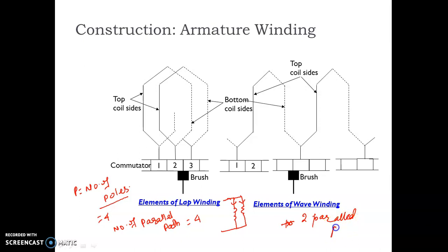Parallel paths. Whatever the number of poles may be, the number of parallel paths in wave winding will be only 2. You can remember it: the word "wave" has 4 letters, so half will be 2. In lap winding, you remember the number of poles equals the number of parallel paths, but in the other case, just half of the letter count gives you the number of parallel paths.